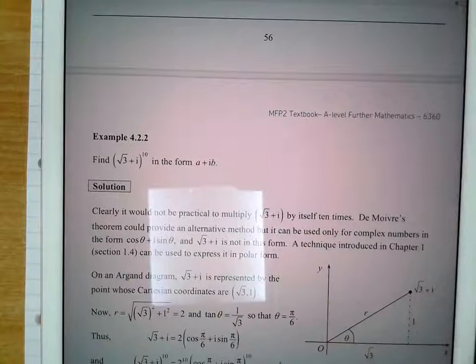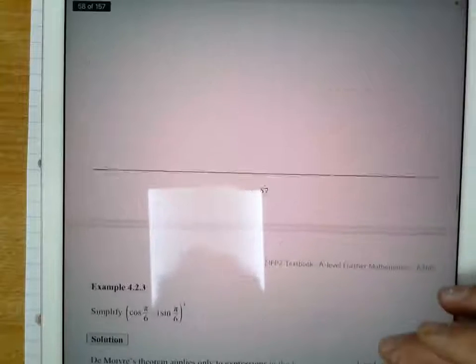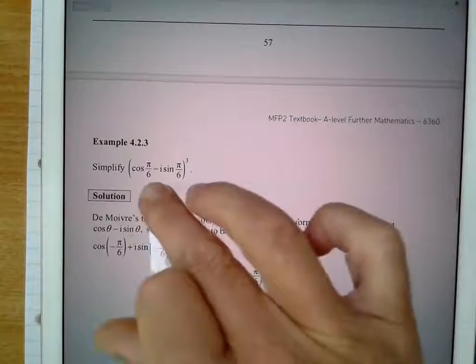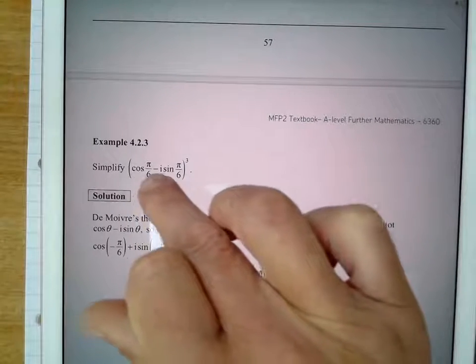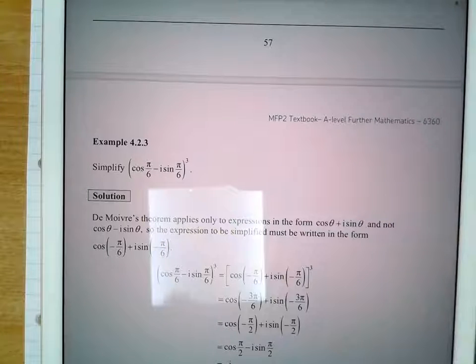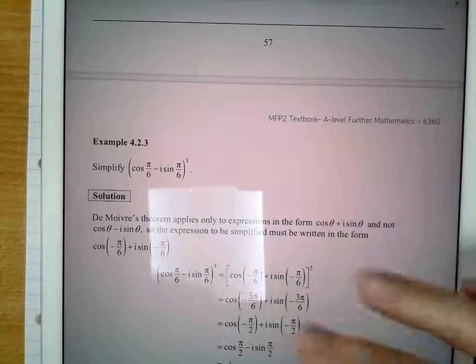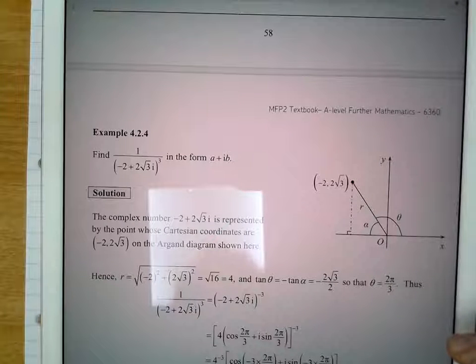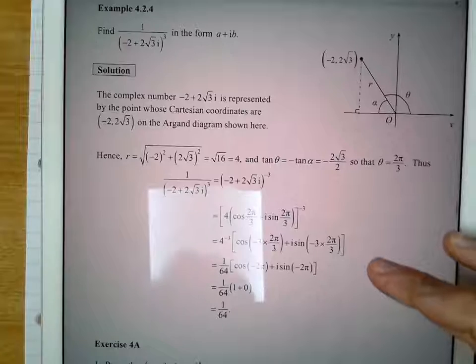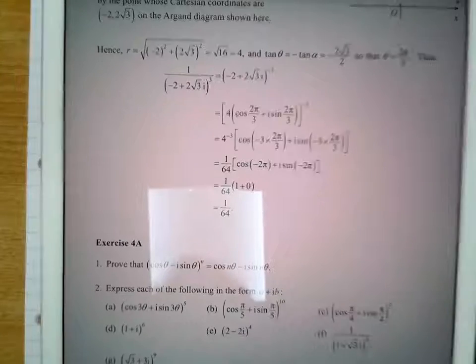There's one here about raising to the power of 10. There's one here where you've got to be a bit careful at the start because it's not actually in the correct De Moivre's form because it's got a minus sign there. But that's easily dealt with, and if you read the solution you'll see, I think we've done something like that before. Here's one where the power is negative, but it still works. Then there's an exercise that I'd like you to try.